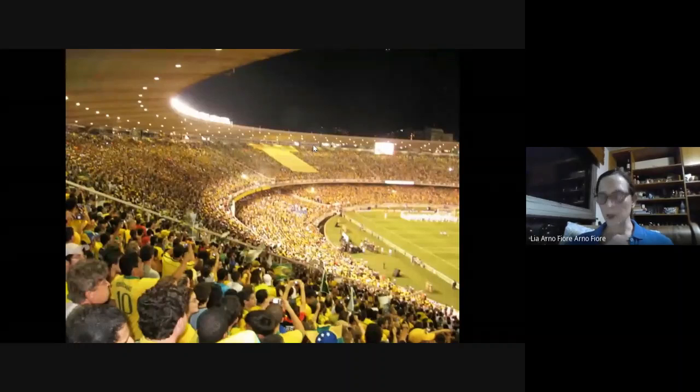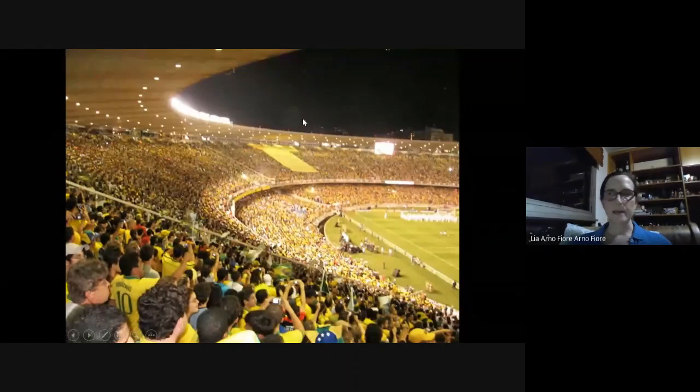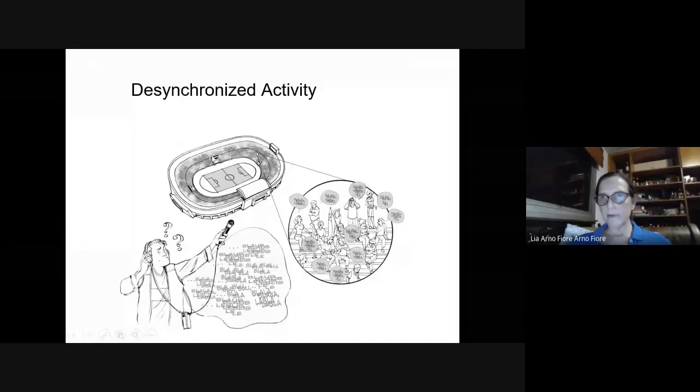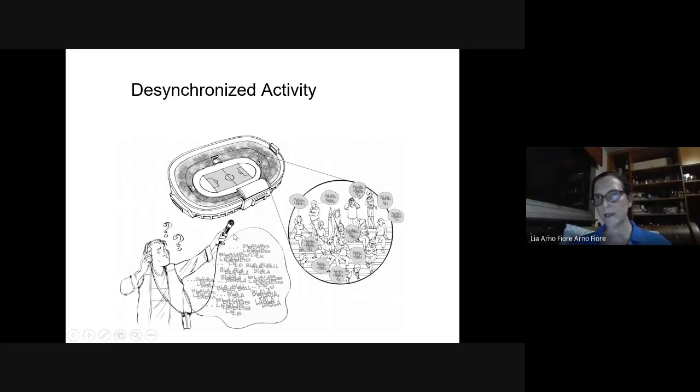But the meaning is the following. Let's think. This is the cortex, right? And every little person here is a neuron. So let's say there's a reporter outside of the stadium, right? Everybody is saying something different. It's completely desynchronized. So the reporter that's outside, he only will hear zoom, zoom, zoom, zoom, zoom, right?